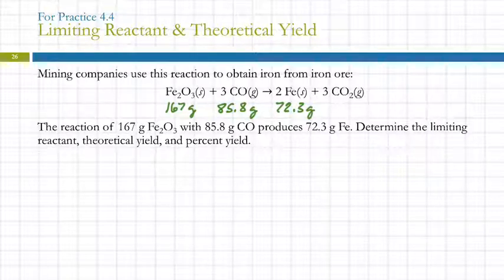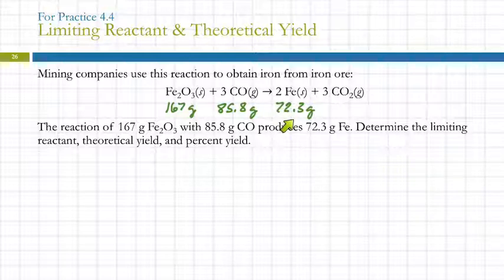What are we trying to find? We need the limiting reactant. We can't do that first. The theoretical yield is the thing that we can find first, and we need to find that before we can find out what the limiting reactant is or what the percent yield is. Theoretical yield of what? This one has two products. Which one are we interested in? The iron, right? We know that because of this sentence up here. Mining companies use this reaction to obtain iron from iron ore. So we're trying to find how much iron is made, but there's a number under it.